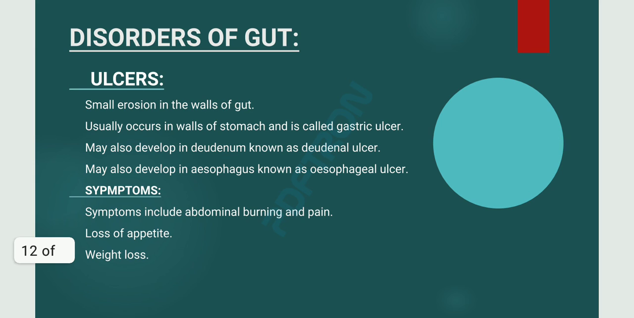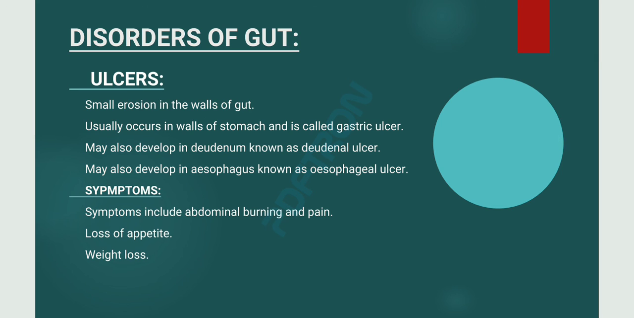Now what are the disorders of the gut? Ulcer. An ulcer is basically a small erosion in the wall of the gut. It usually occurs in the wall of the stomach and is called a gastric ulcer. It also develops in the duodenum and is known as a duodenal ulcer. It may also develop in the esophagus and is known as an esophageal ulcer.